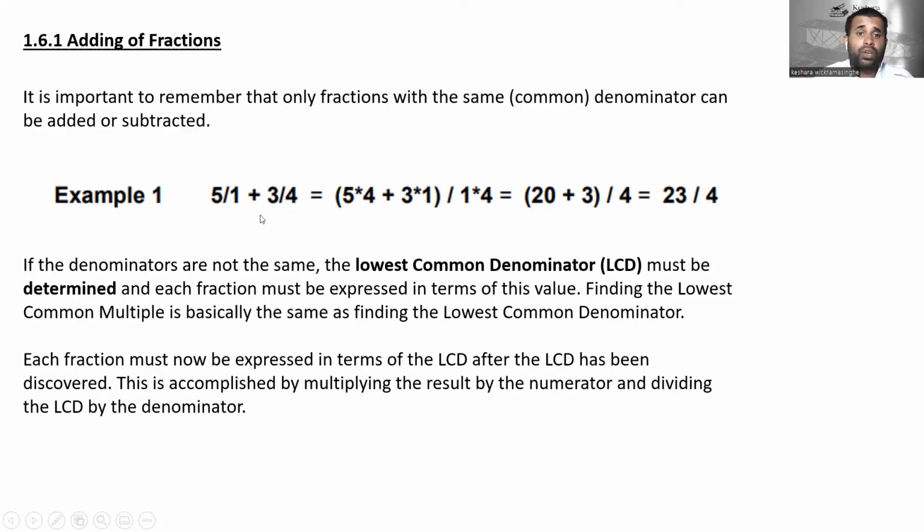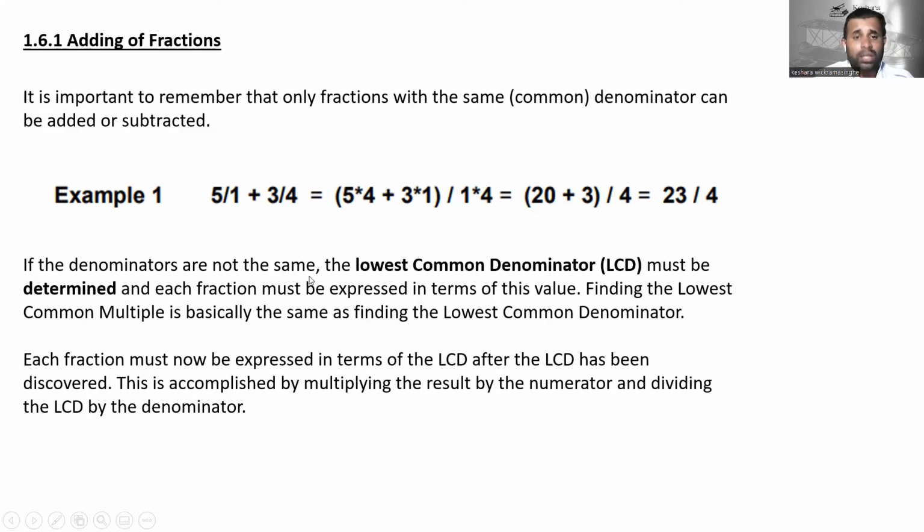We have to multiply 4 into 1. So when we multiply 4 into 1, here should be 4, then here is 1, then we have to multiply 4 into 5 is 20, and 3 here is 4, then 4 into 1 is 4, so 1 into 3 is 3, so 20 plus 3 is 23 upon 4. So this is the way of adding fractions.